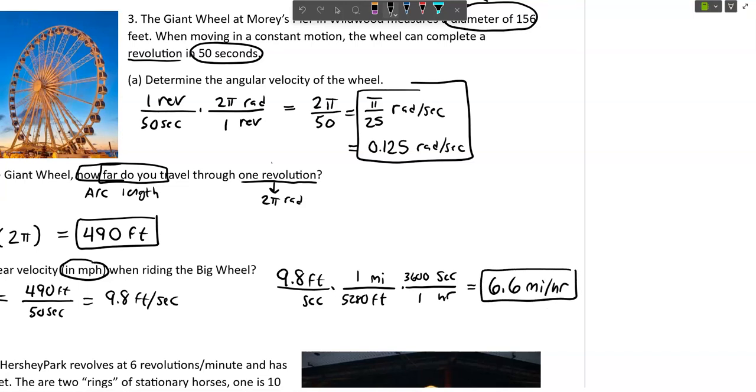Now just think, a brisk walk, if you were walking, is about 3.2, 3.3 miles per hour. So you're moving a little faster than a brisk walk, probably a jog.